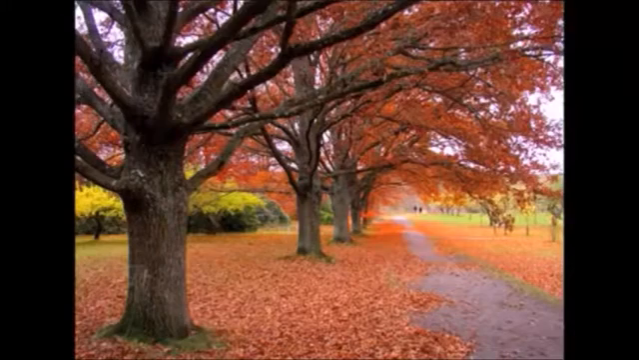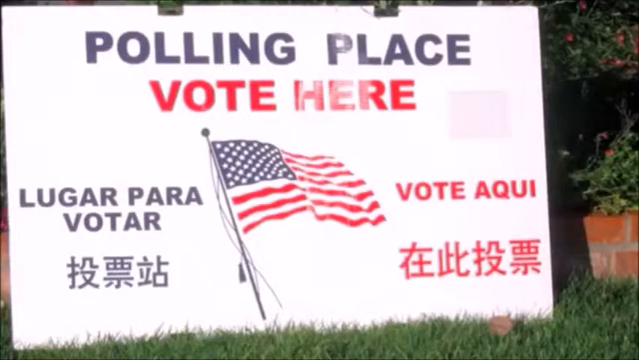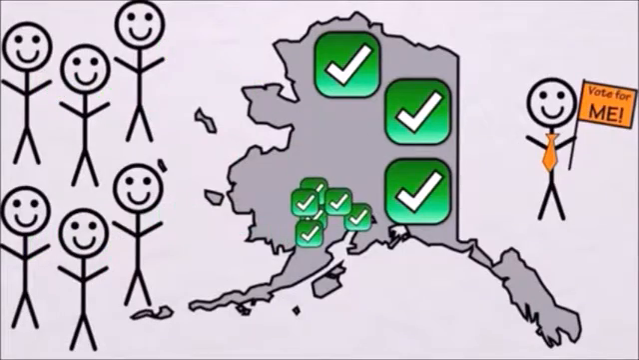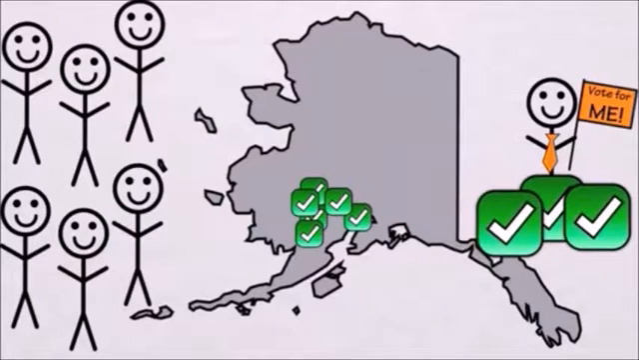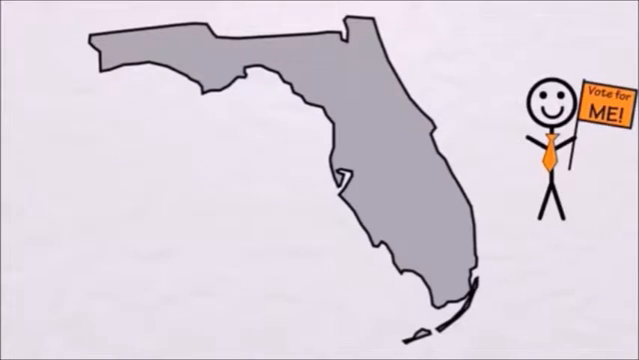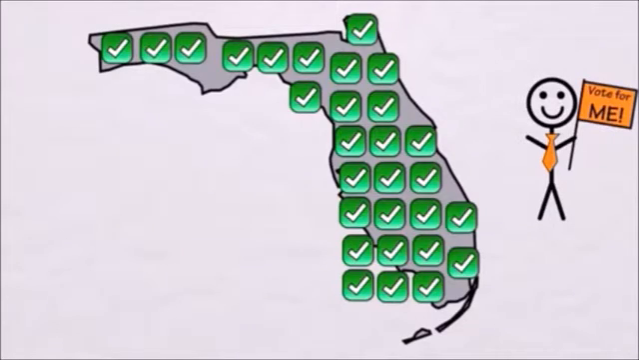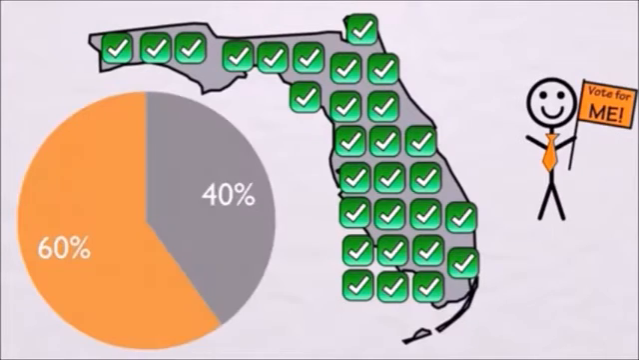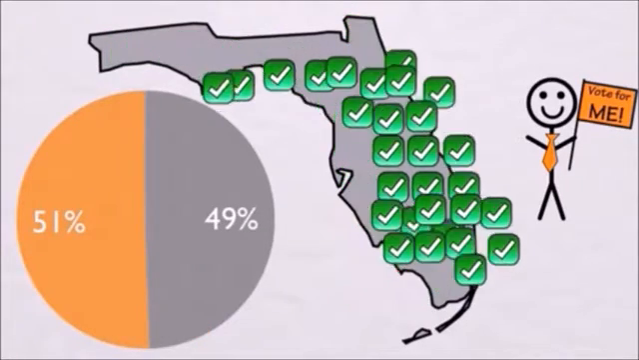In early November, when citizens go to the polls, they aren't voting for president directly, but they're really telling their state how they want it to use its electoral votes. 48 of the 50 states give all their Electoral College votes to the candidate who wins a majority in their state. Take Florida, for example, which has 29 Electoral College votes. If a candidate wins a majority, no matter how small that majority, he gets all the votes.